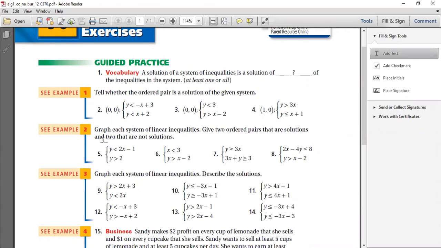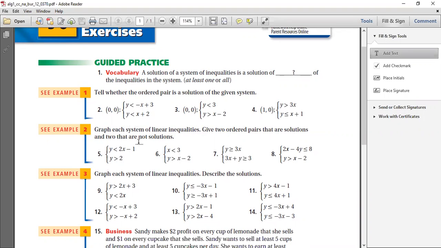So what did they say? Graph each system of linear inequalities. Give 2 ordered pairs that are solutions and 2 that are not solutions. Now this is similar to the example which I have shown you before the video. Okay, so let's graph this.